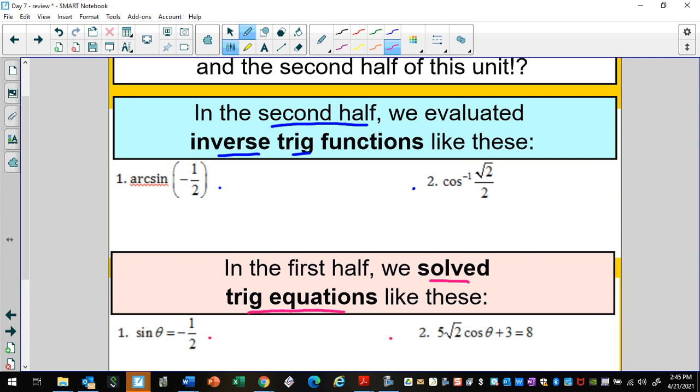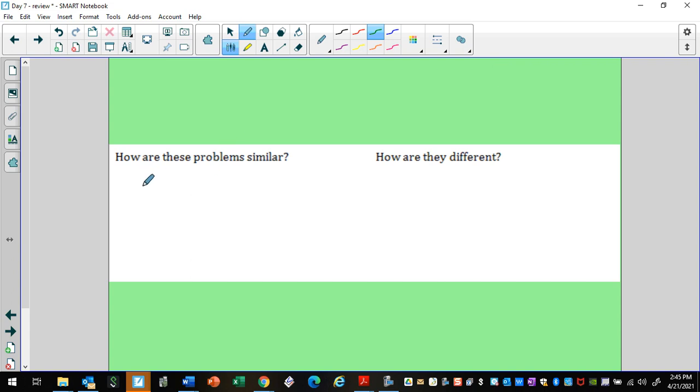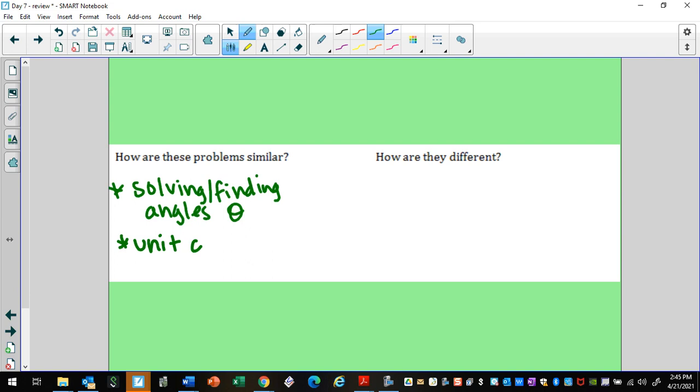All right, I hope you really paused and gave this some thought, okay? Things that I'm hoping you noticed. How are they similar? They're similar because both of them are solving for angles. Solving, or maybe I should say finding, angles. You're finding thetas for both of them. You should be using your unit circle for most of the problems, maybe not all of them. But unit circle is a big concept for these.